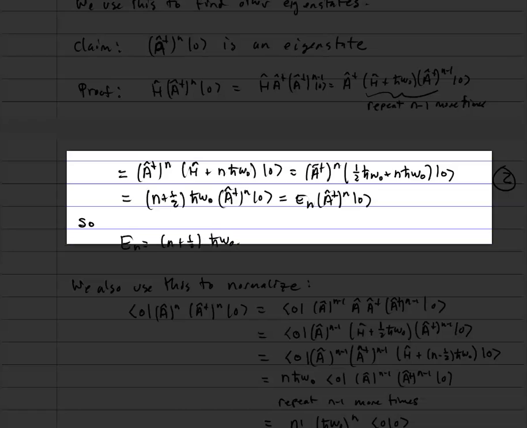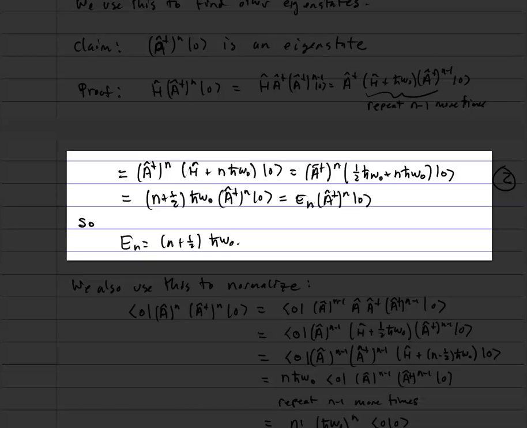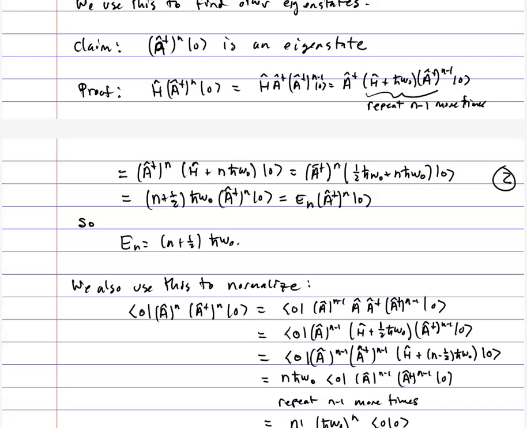And you see what I've just shown is H acting on (a dagger)^n times the ket 0 is equal to E_n times (a dagger)^n times the ket 0. And that tells me the energy eigenvalue E_n is (n plus 1/2) times ħω₀. Okay? It's that simple. We just got every single eigenstate of the simple harmonic oscillator.